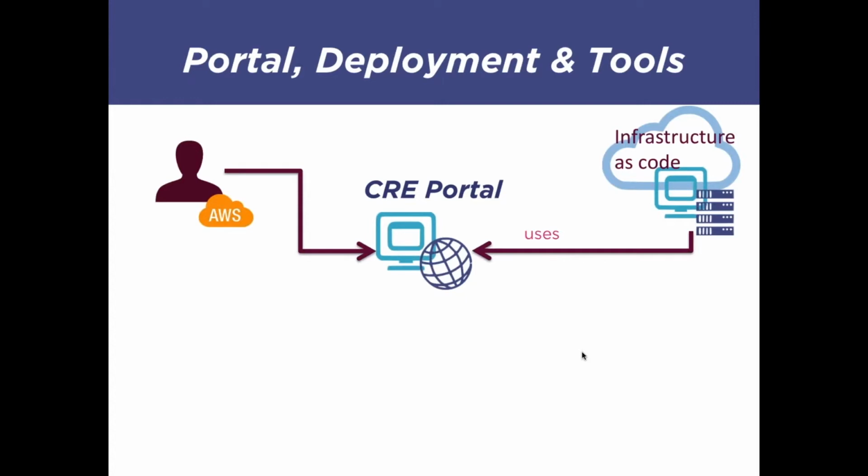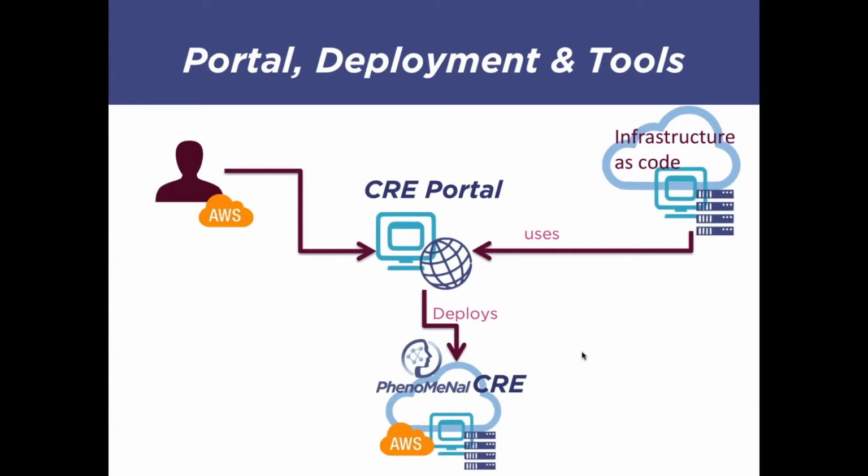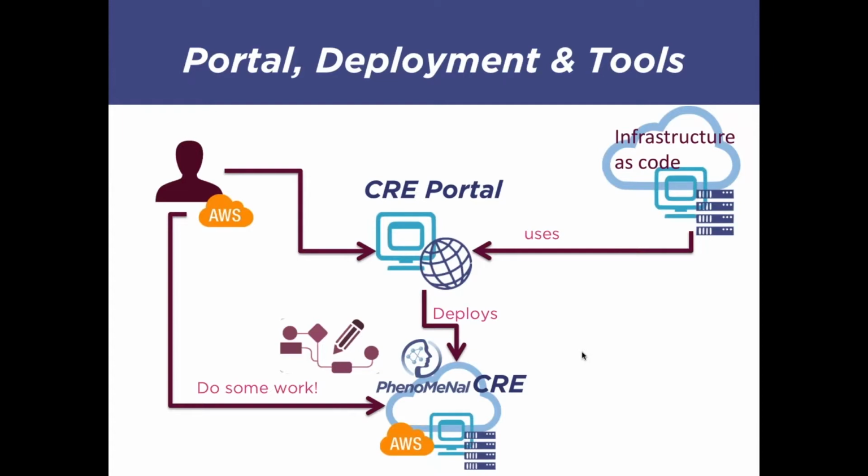So the cloud research environment portal will then take our infrastructure as code definition, go to Amazon, and create for the user its very own cloud research environment. So this set of machines that are being set up in Amazon for the user now only belong to the user. The user doesn't have to compete with any other person in the world to use these resources. So you are no longer in the queue for running jobs. And once this setup is ready, the user then can go directly to the PhenoMeNal Cloud Research environment created for him or her at the cloud provider and start doing some work.